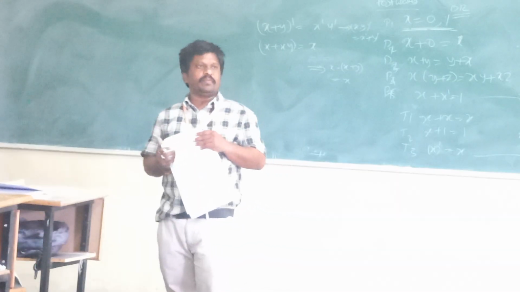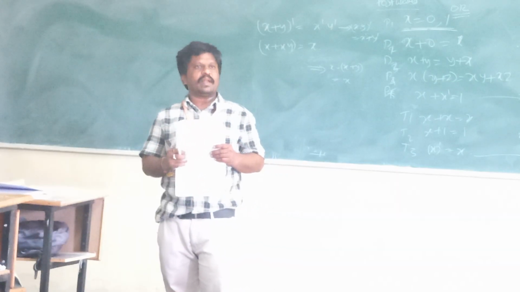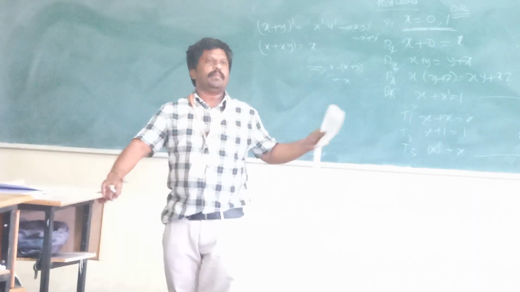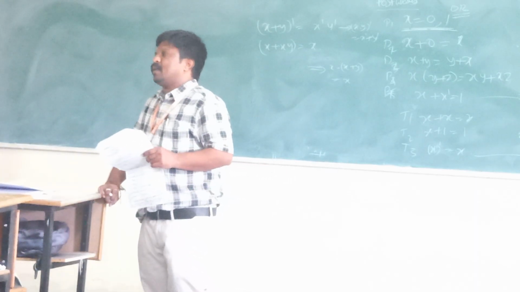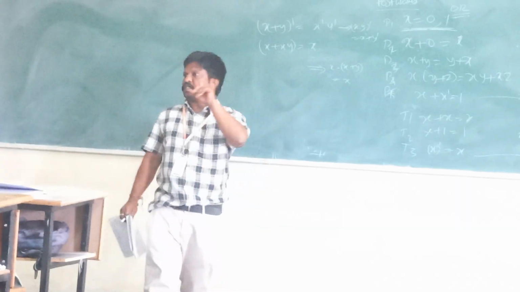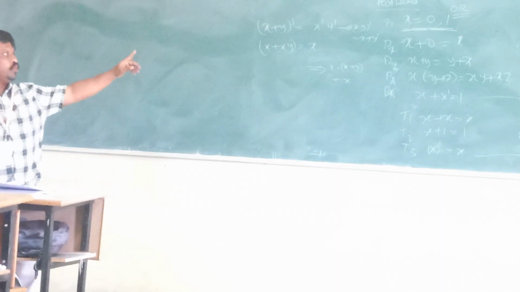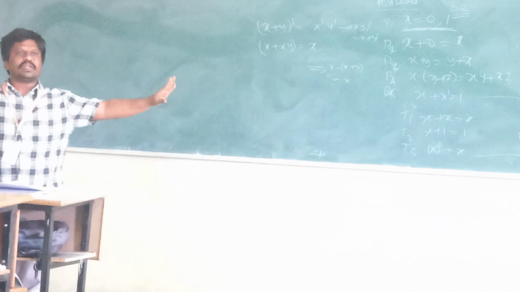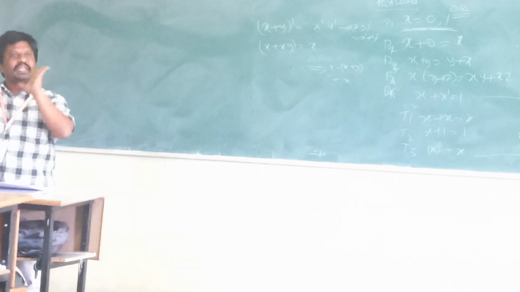So we need to simplify the boolean function. How to simplify the boolean function? There are two ways. One is with the help of the boolean theorems and the postulates. Another one is the k-map. By using the boolean theorems and postulates, we can simplify up to three variables only. We can use these postulates, theorems and formulas only up to three variables.